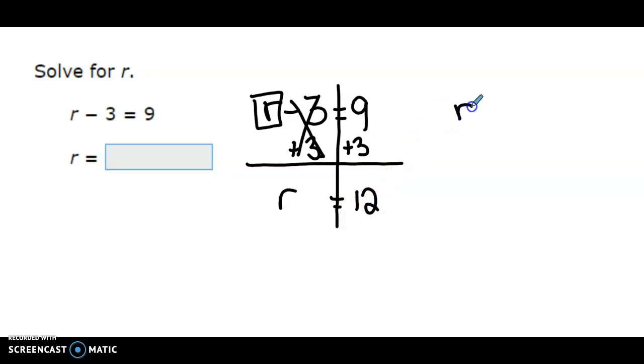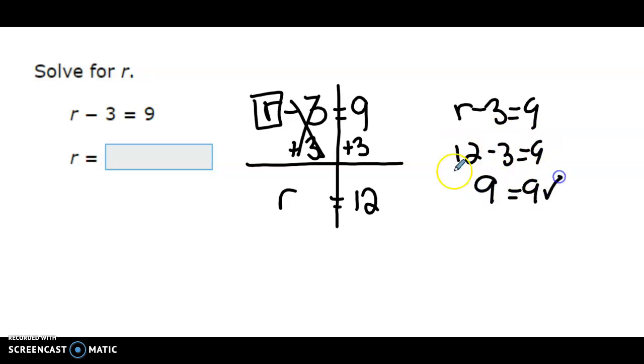When I go to check, r minus 3 equals 9. 12 minus 3 equals 9. 12 minus 3 does in fact equal 9, so 9 equals 9. My answer is 12. r equals 12.